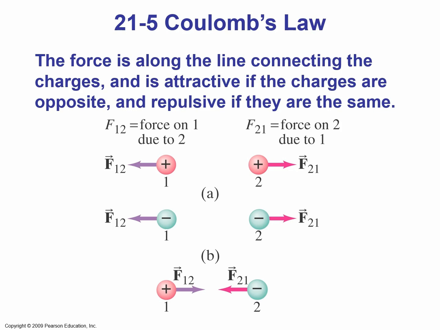For part B, we have two negative charges. F12 on the left is leftward, and F21, the force on charge 2 due to charge 1, is toward the right. And in the third option, we have two opposite charges. Charge 1 is positive, charge 2 is negative, and the forces are attractive. The two charges are attracted to each other by forces F12, the force on charge 1 due to charge 2, and F21, the force on charge 2 due to charge 1. These two forces, F21 and F12, have the same magnitude, but they have opposite directions.